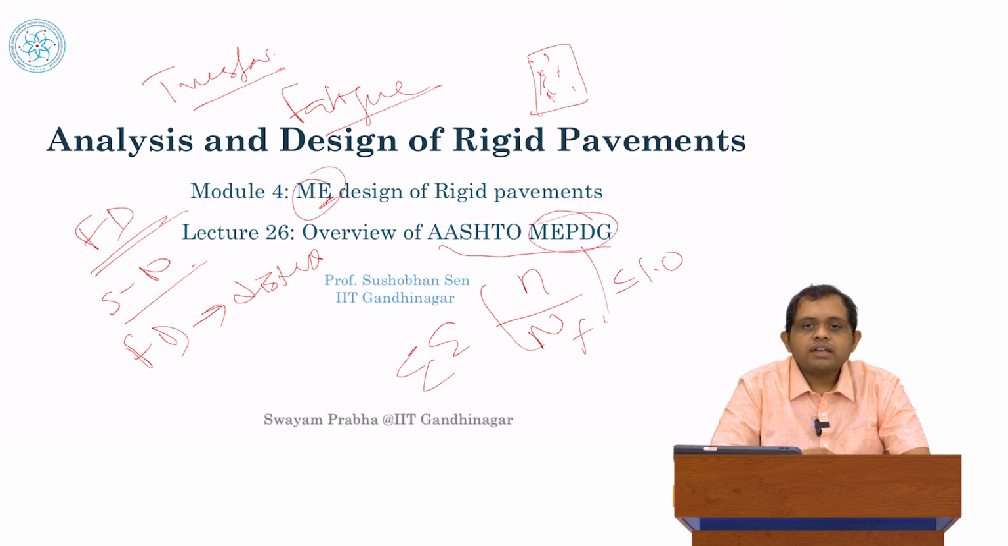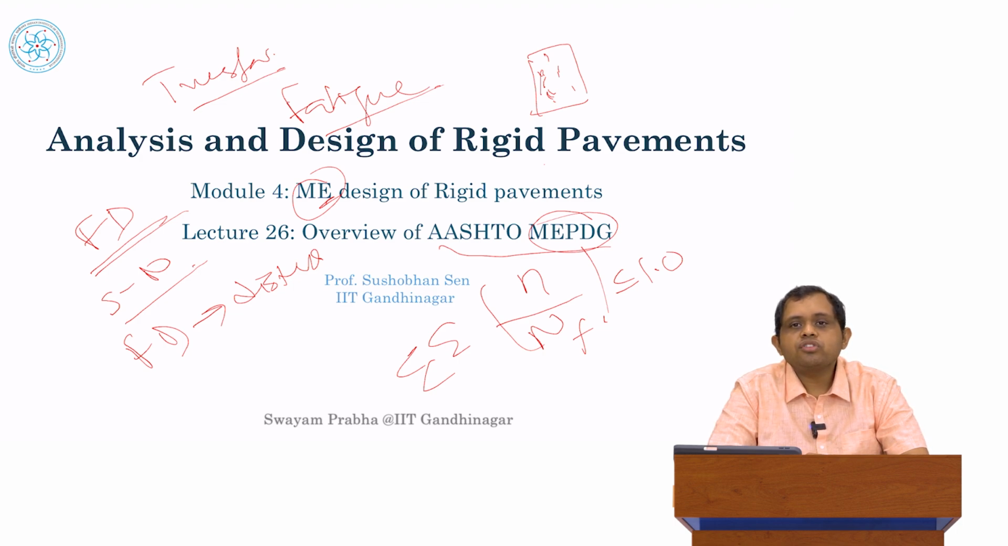We'll talk more about this. This is actually the US, and a little bit North America in general, design guide, and it is probably the most sophisticated mechanistic empirical design guide across the world. Now, I will also be talking about the Indian guide in a couple of lectures. In India, we use another code of practice, which we call IRC 58.